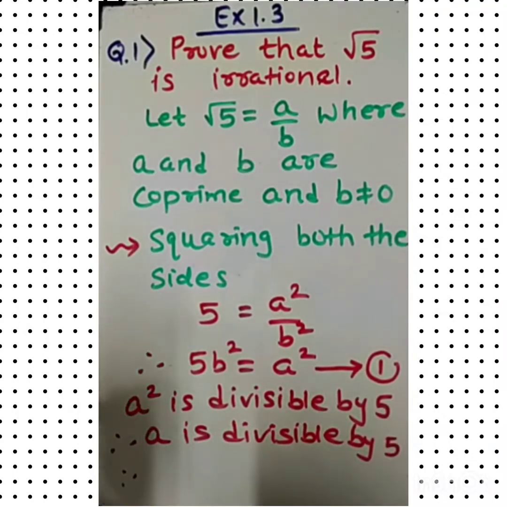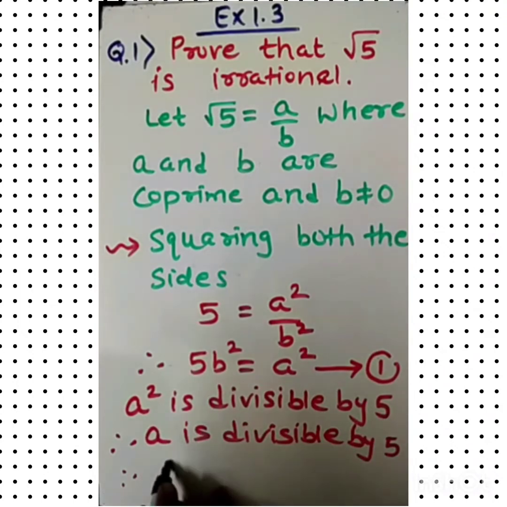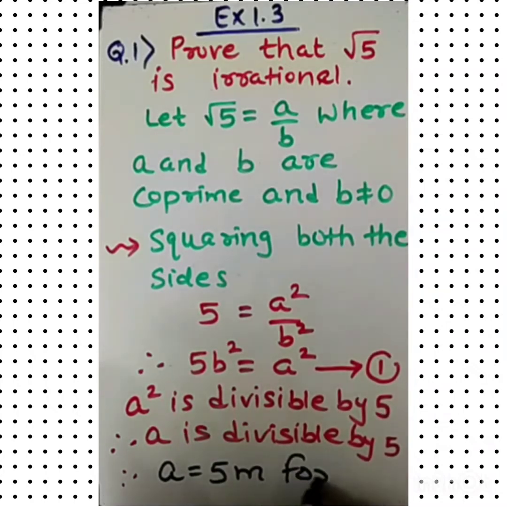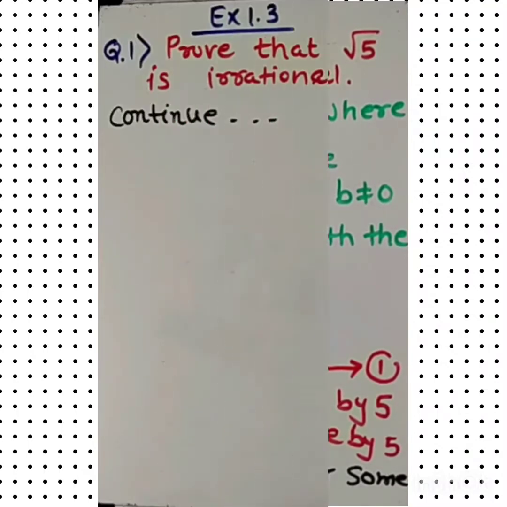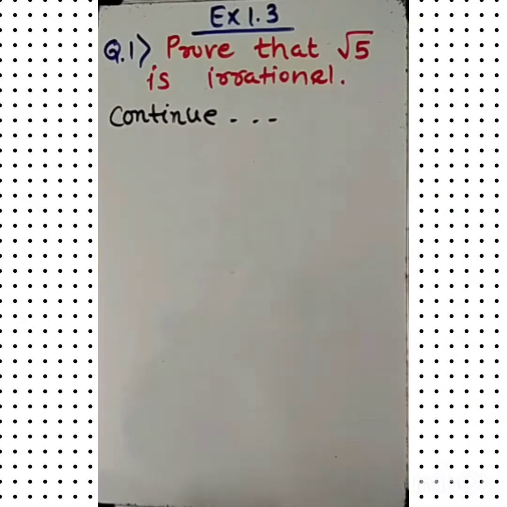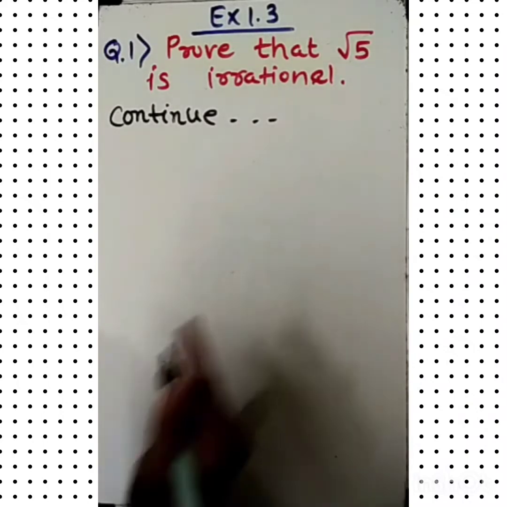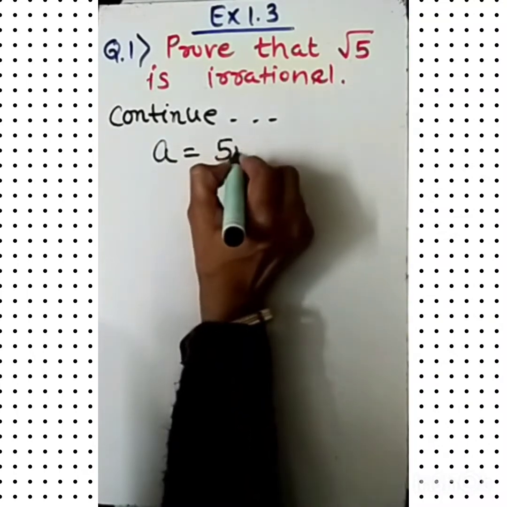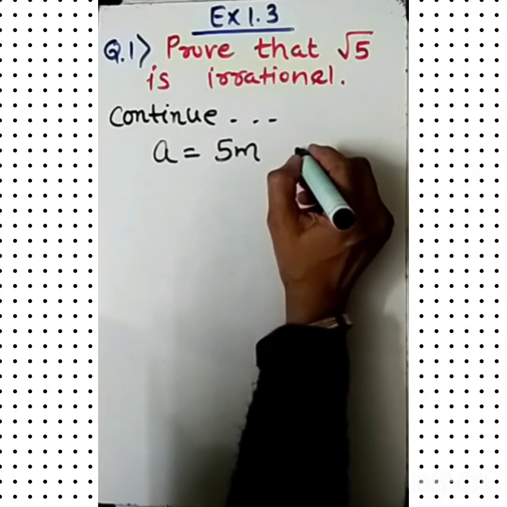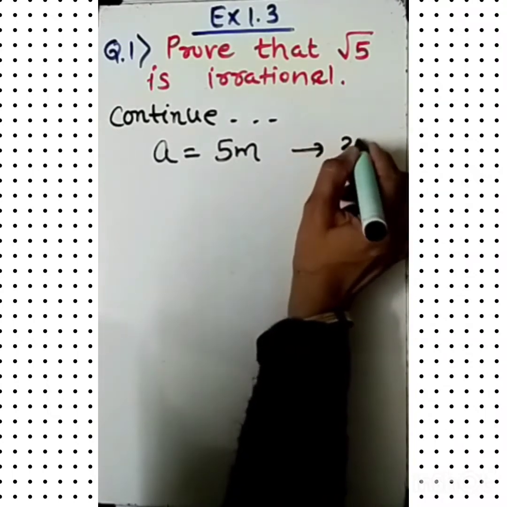Therefore, we can say a equals 5m for some integer m. Now let's see the remaining portion of the same question. Up to here we have done. Now we are using what I said you to do, that is a equals 5m. I am saying this is result number 2.